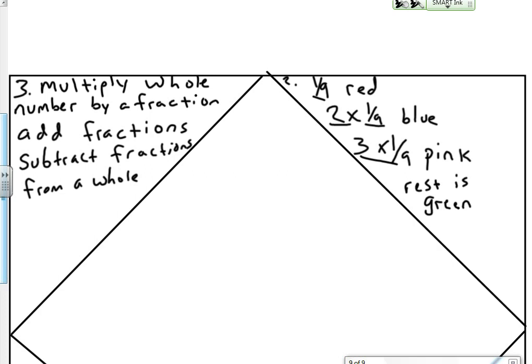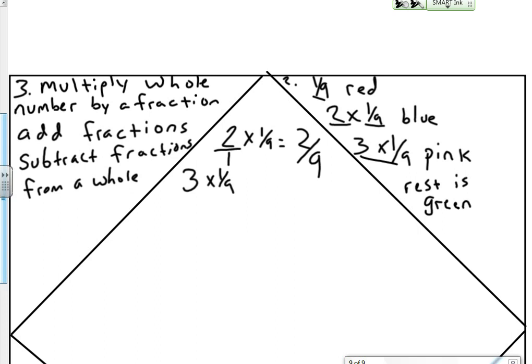Alright, so now our plan is written there, so now we need to go through with our plan. So I'm going to take 2 times 1/9. That'll tell us how many blue. Well, I know that 2 over 1 is the same thing as 2. So 2 times 1 is 2. 1 times 9 is 9. So there's 2/9 blue.